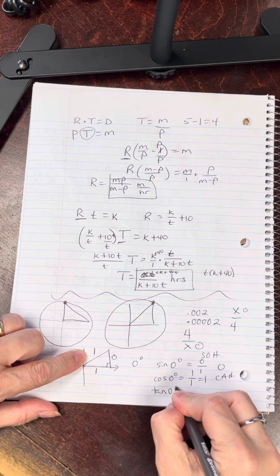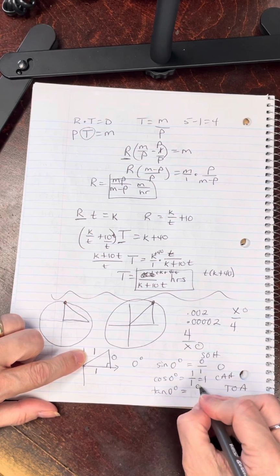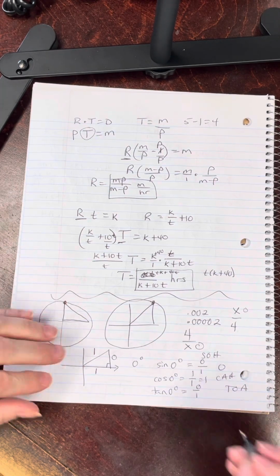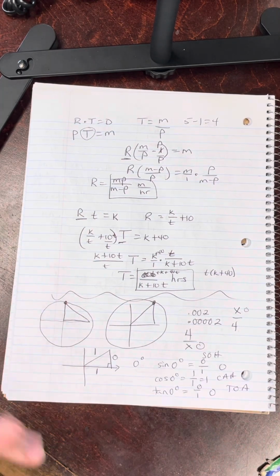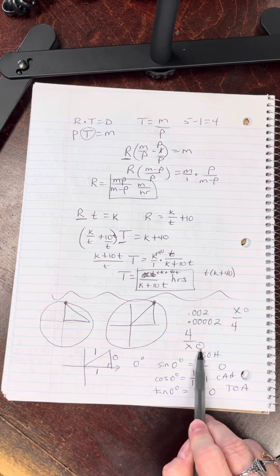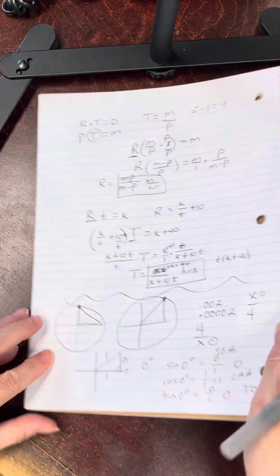Tangent of 0 degrees would be TOA. Opposite of 0 over adjacent of 1. Any 0 divided by 1 is still 0, so that would be the answer. Now that we've kind of gone over the basics, if you would have gotten an answer that put the 0 in the denominator that we said we could not have, then you're going to say that it's undefined. So the tangent of 90 degrees ends up being undefined.